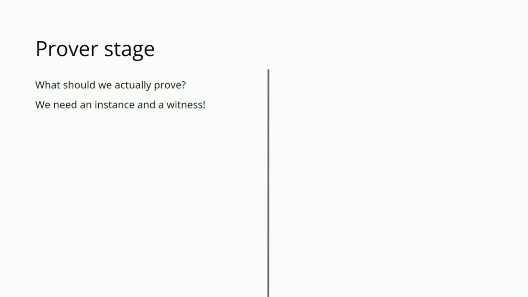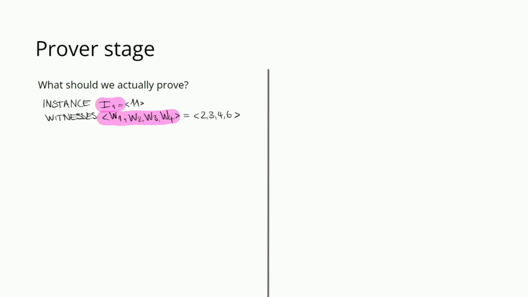Okay, so this is just the setup stage, but as I said, we want to actually generate a proof. So far, we never talked about a statement itself. We just generated a QAP for this general problem of a three-factorization of a number. But to actually generate a proof, we need an instance and a witness. For the instance, we take 11, and for the witnesses, we take 2, 3, 4, and 6.